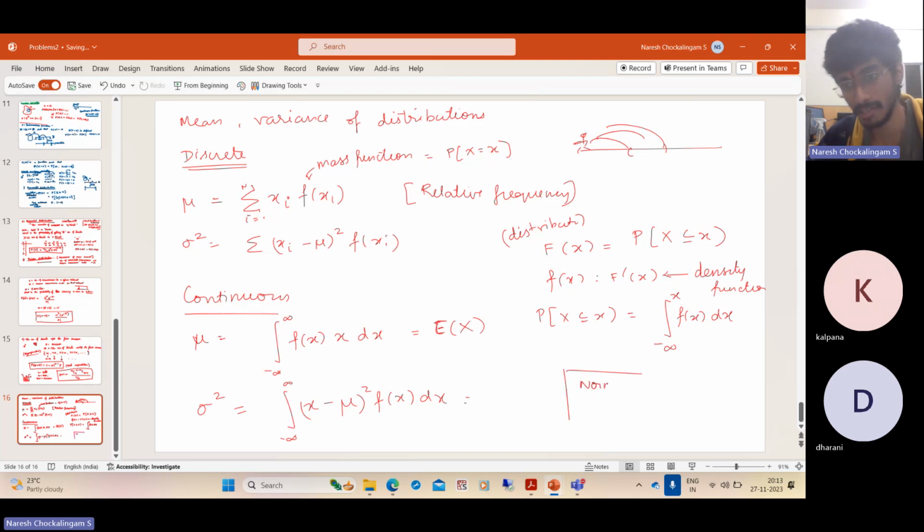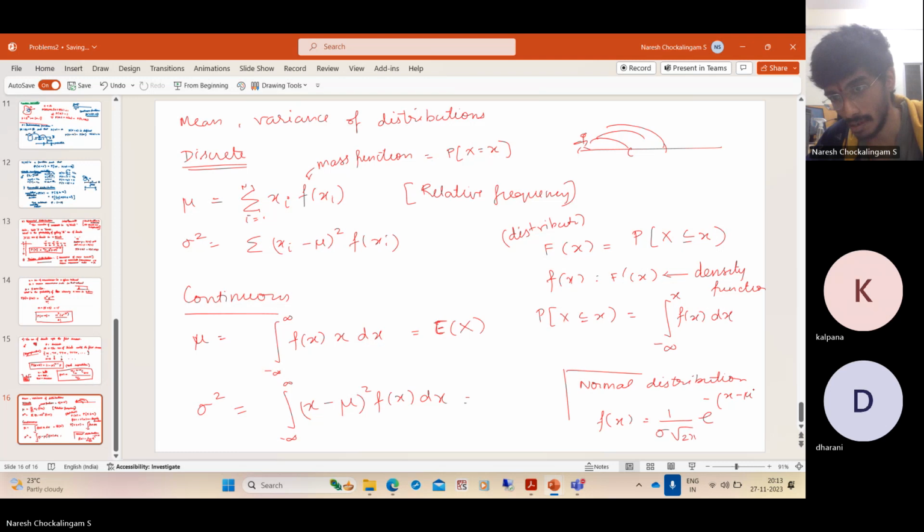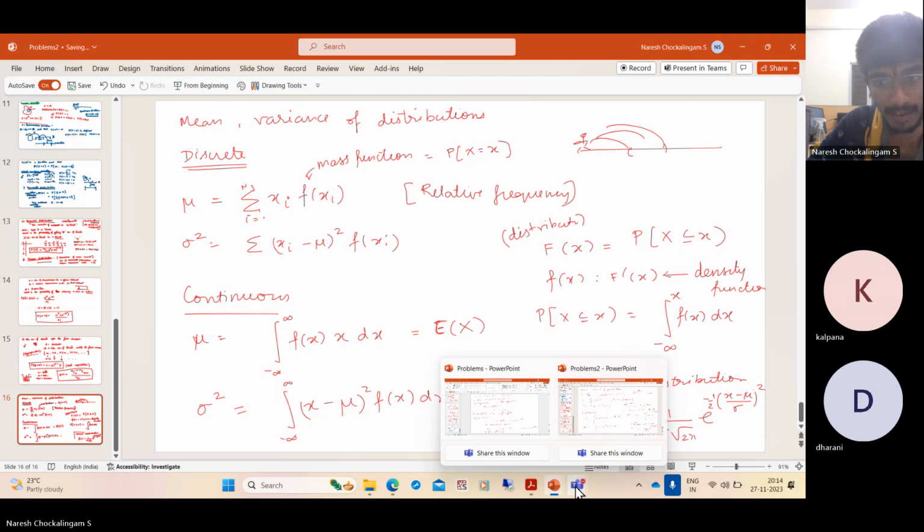Again, in continuous, the only random variable that we have for GATE is the normal distribution, where the probability density function is defined as 1 by sigma root 2 pi, e power minus half of x minus mu by sigma the whole square. Here sigma is the standard deviation and mu is the mean of the random variable. Basically, this is all we have for GATE.